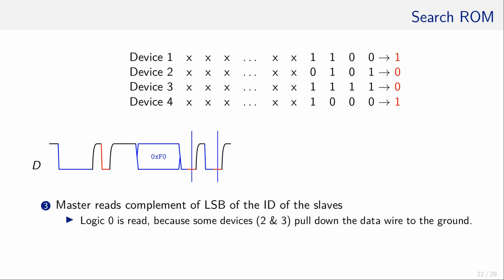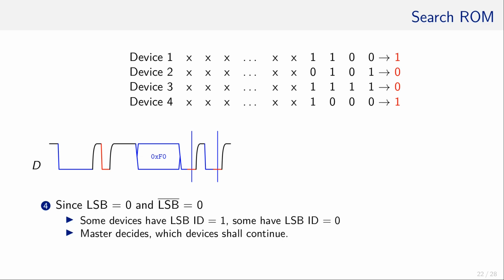The next step in the Search ROM sequence for the slaves is to write the complement of the currently considered bit of the ID to the bus. When the master pulls down the wire to transfer the next bit, this time devices 1 and 4 want to keep the wire in a high idling state. However, devices 2 and 3 pull down the wire to the logical 0. Now, the master compares the current reading and the previous reading. Both of them are 0.